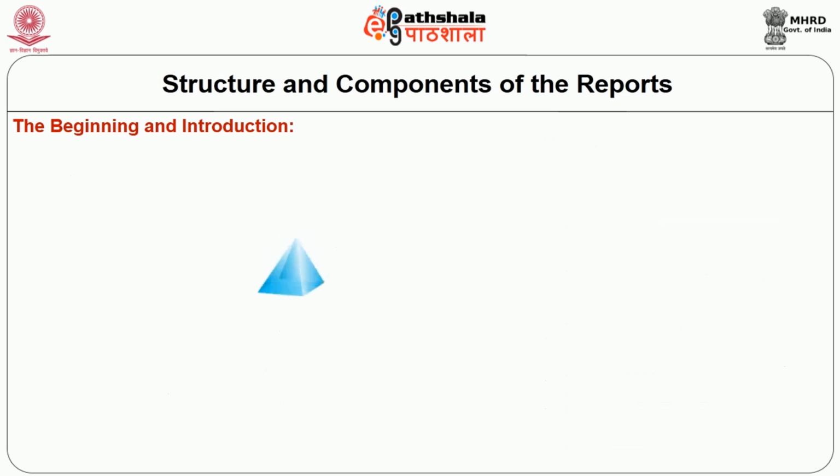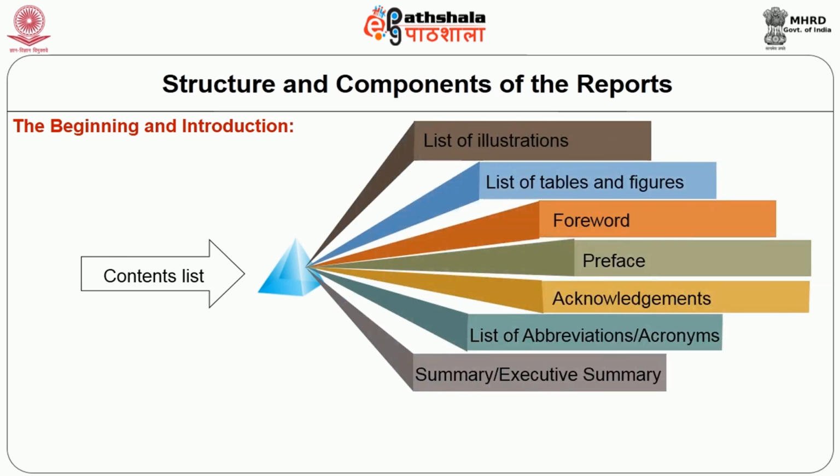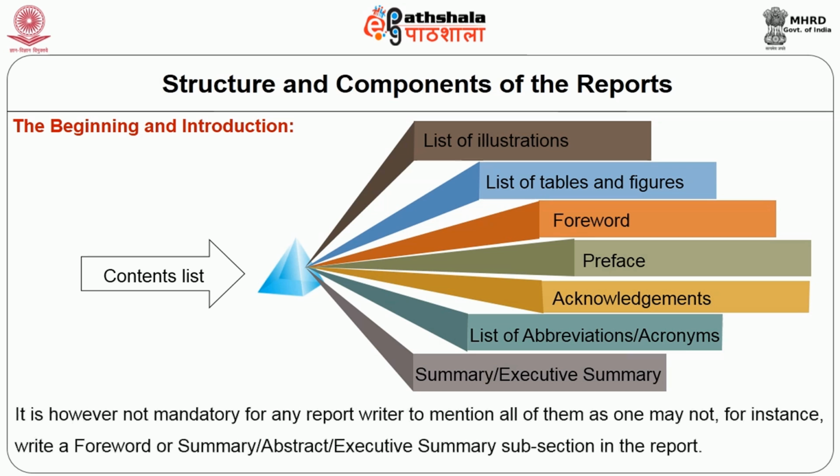A contents list should also mention the following before beginning the introductory section: list of illustrations, tables, figures, page number of the foreword, preface, acknowledgements, etc. And of course the summary or an executive summary if it is included. It is, however, not mandatory for any report writer to mention all of them, as one may not, for instance, write a foreword or summary for a report.